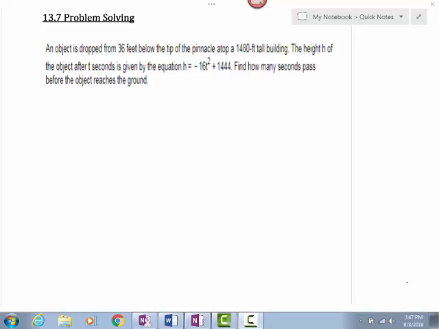Alright, so section 13.7 talks about problem solving. And essentially what we have here are word problems. So the first step in doing a word problem is we have to read it, and the second thing we got to do is we got to read it again. Alright, so let's take a look.